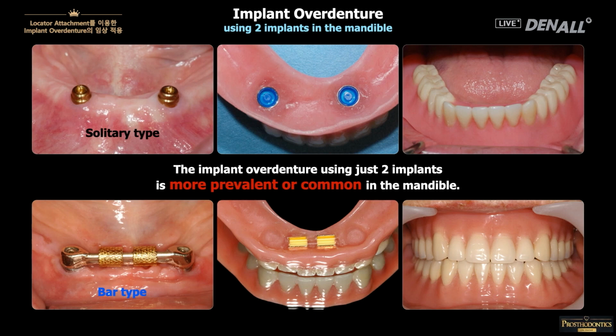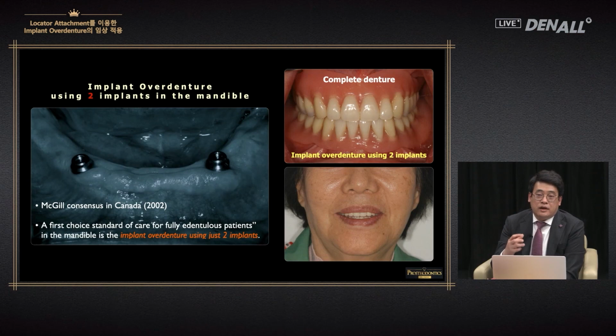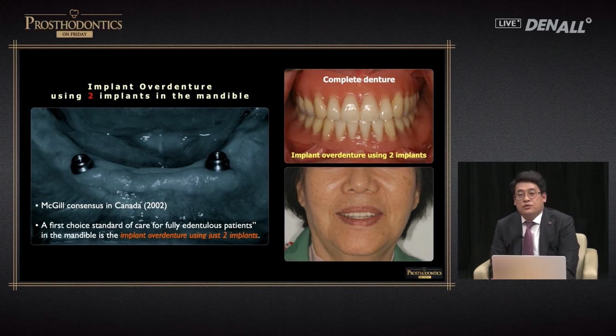Overdenture is applied more to the lower compared with the upper. In the case of a very old fully edentulous patient, it is known from a 2002 report that the first treatment of choice is a complete denture in the upper and an overdenture using 2 implants in the lower.